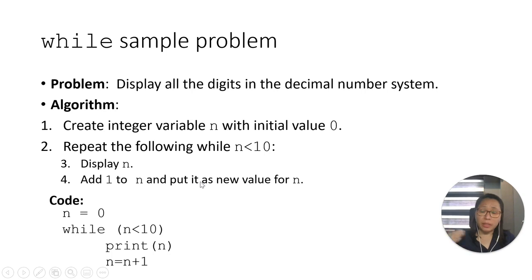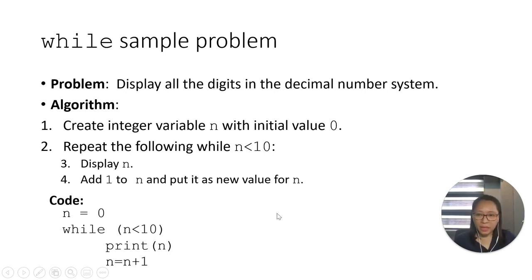When we translate this to a Python code, this is the equivalent code to this algorithm. Okay, so here is the code. We have n, we have a sentry, and we have an initial value for the sentry, and then we have a condition that contains the sentry, and then we have a command here to print, and then a way to change the sentry. Okay, so this is the code for this problem.